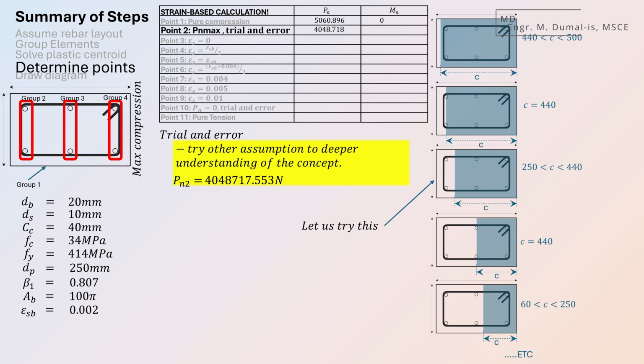Just to confirm, let's try another assumption. Understand that we are only doing this just to show how to deal with column conditions when our initial assumption fails. Since we have already proven that the previous assumption is correct for this problem set, we could just stop there and use the computed c. But anyway, let's try the other assumptions. This time we assume that c lies between group 2 and group 3, meaning greater than 250 but less than 440.